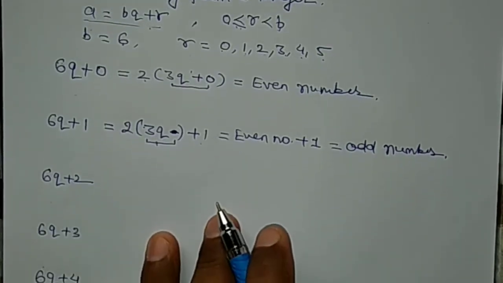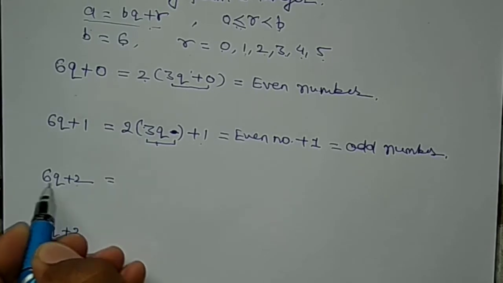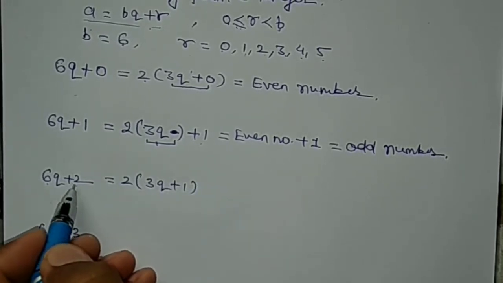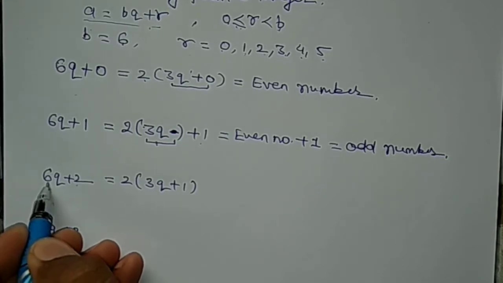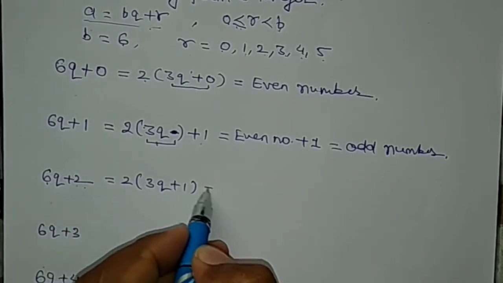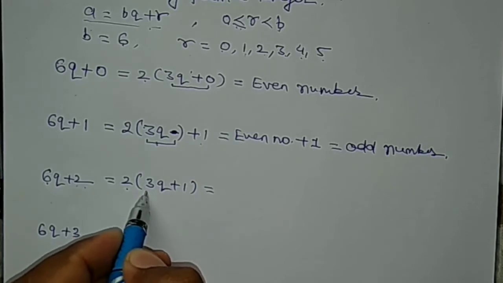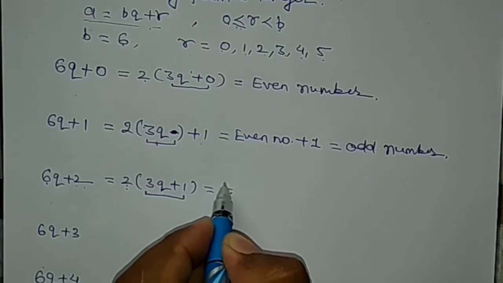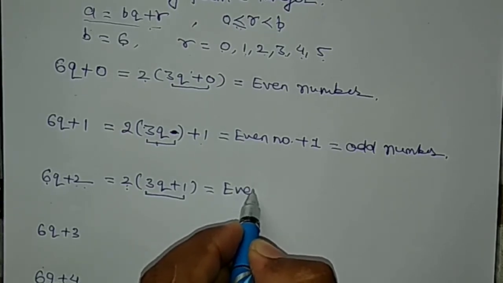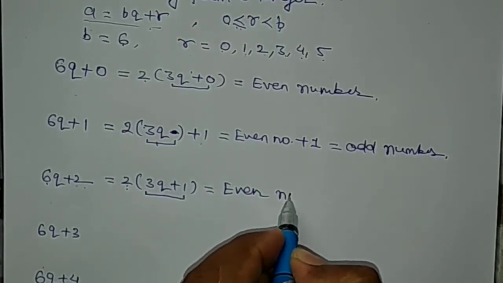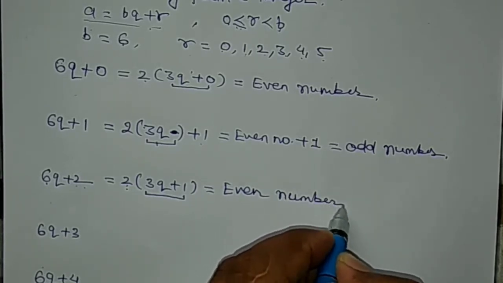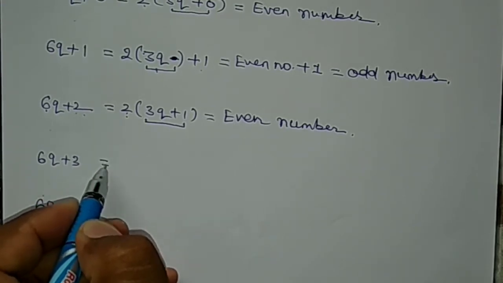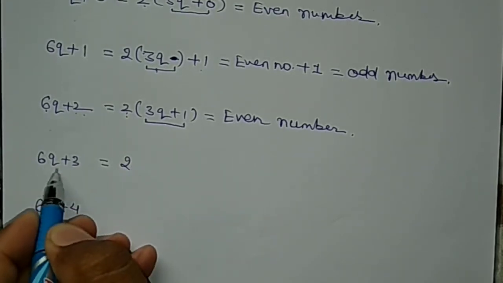Similarly we can do in this case: take 2 common from the whole, 2 into 3q plus 1. If I take 2 common from here, the whole number is a multiple of 2 only, so that is an even number. We know that every number that is a multiple of 2 is always an even number. Similarly we can do here, take 2 common from here.